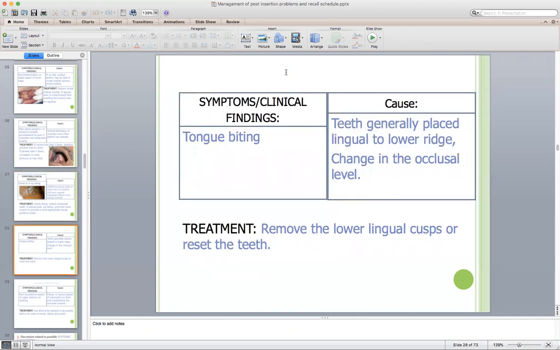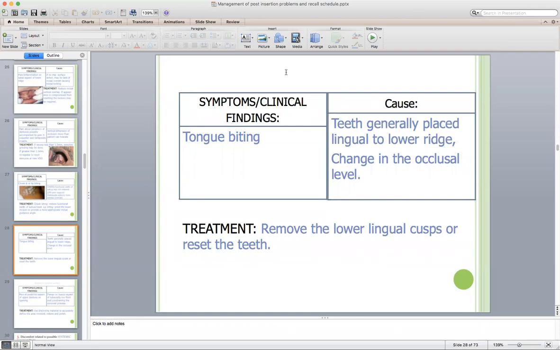Tongue biting. This is a very common post-insertion problem that patients complain of. What is the cause for it? The teeth are generally placed lingual to the lower ridge. Instead of placing them at the center, they have been placed on the lingual ridge, and hence the lingual space where the tongue resides has been encroached upon. For that, we have to change the occlusal level. So remove the lower lingual cusp or reset the teeth.